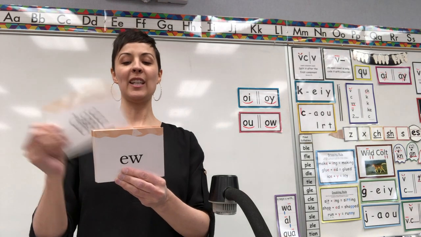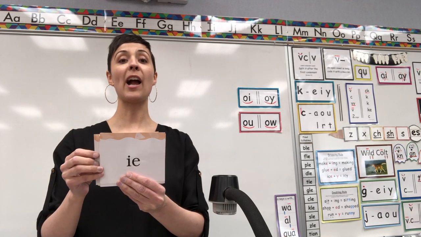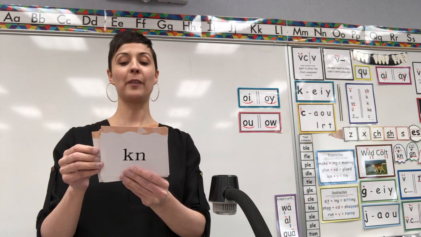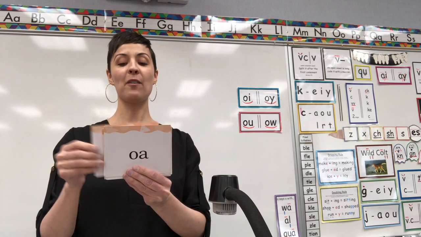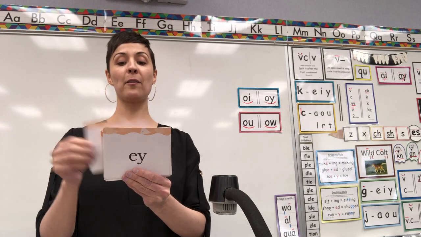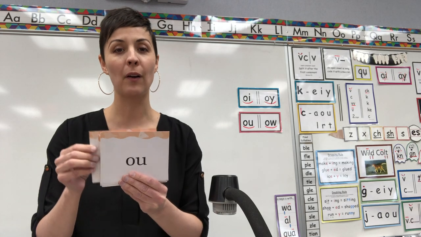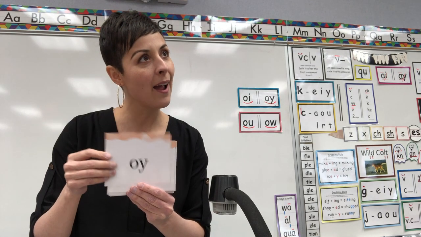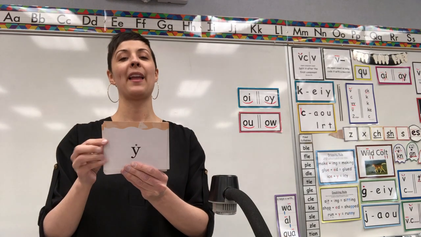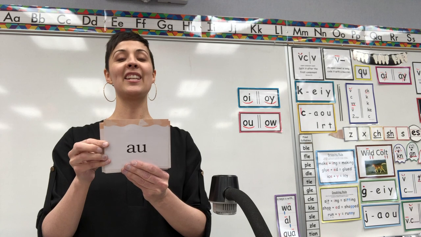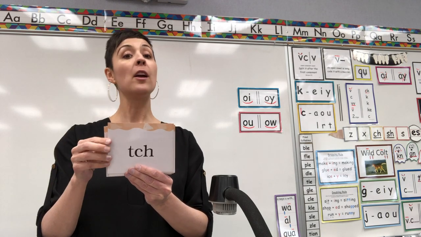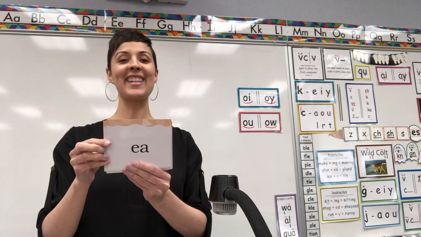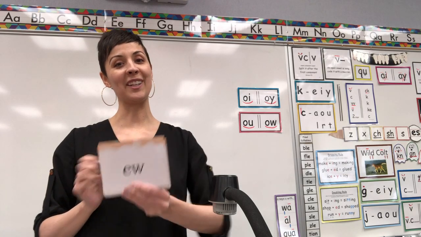Ready? Digraph EW, trigraph DGE, digraph IE, digraph EIG, ghost digraph WR, ghost digraph KN, ghost digraph GN, digraph OA, digraph PH, digraph EY, diphthong OU, diphthong digraph OW, diphthong OI, diphthong OY, vowel Y, digraph CH, digraph AU, digraph AW, trigraph TCH, final syllable TION, combination WH, digraph EA, digraph EW. You got it.